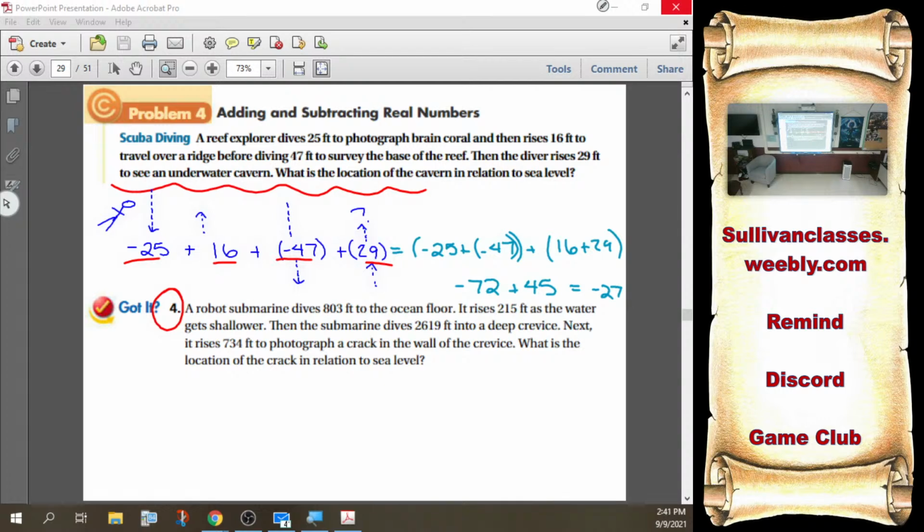Write out the problem first. These got a little bit bigger numbers on it. You might have to go old school and write everything out.